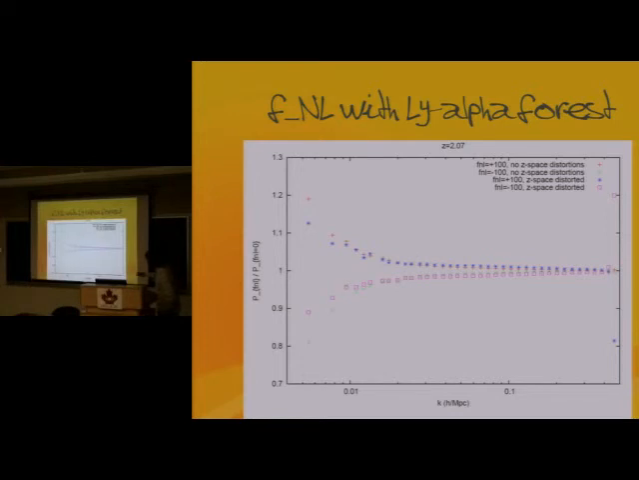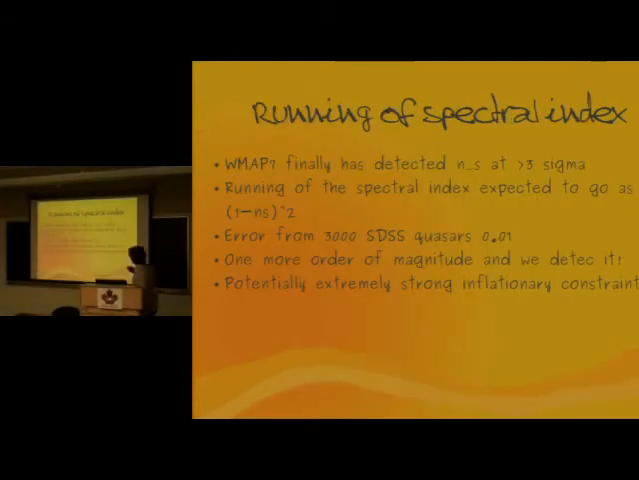So this would imply measuring very, very large scales with the Lyman-alpha forest and the continuum fluctuations that I saw and so on. It's not clear where it's going to work. The other thing, of course, is you can measure the running of the spectral index, which I think if you measure the small-scale power spectrum could work very well. And I think this is very important because WMAP7 has finally detected the spectral index to be less than 1 at more than 3 sigma, and you expect the running to go as the square of this thing. So with 3,000 quasars, we already have a 0.01 limit on running. So I think with an order of magnitude more quasars, we should detect it, right?